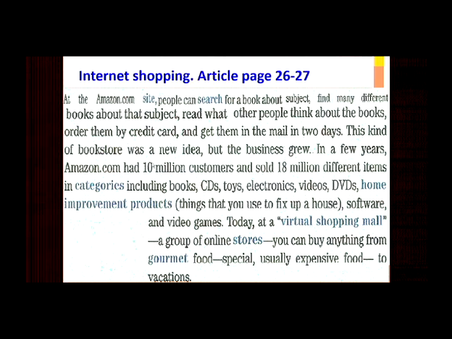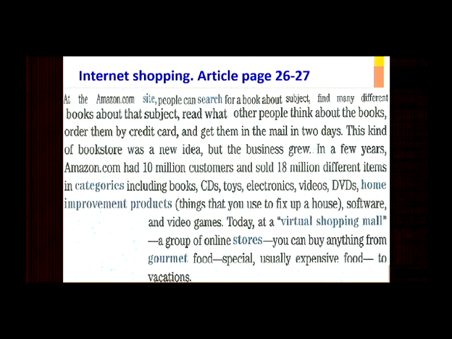In a few years, Amazon.com had 10 million customers and sold 18 million different items in categories including books, CDs, toys, electronics, videos, DVDs, home improvement products, things that you use to fix up a house, software and video games, etc. Today, at a virtual shopping mall, a group of online stores, you can buy anything from gourmet food, special, usually expensive food, to vacations.